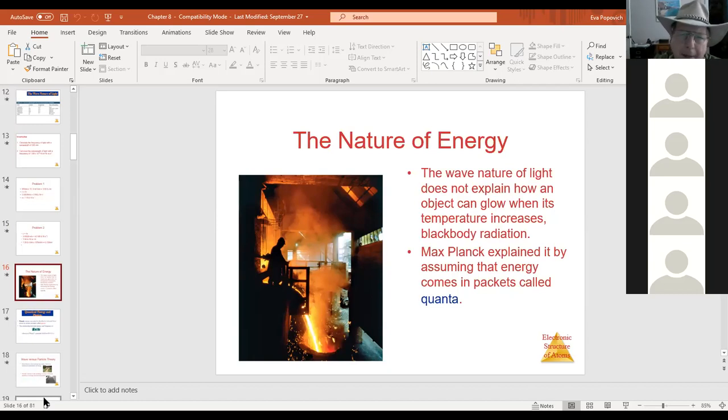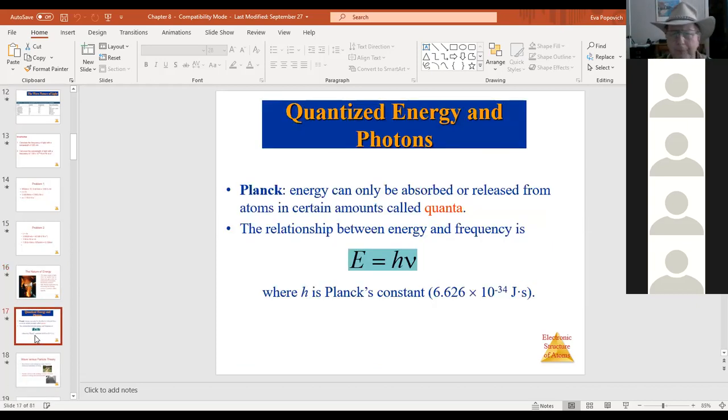It took a guy by the name of Max Planck, around the first decade of the 1900s. What Planck said was, if we think about energy not in terms of waves but in terms of quanta, little packets of energy, then we can explain black body radiation. Basically, when something absorbs energy, it's going to absorb a certain amount of energy, and when it goes back to its ground state, it's going to give up that certain amount of energy.